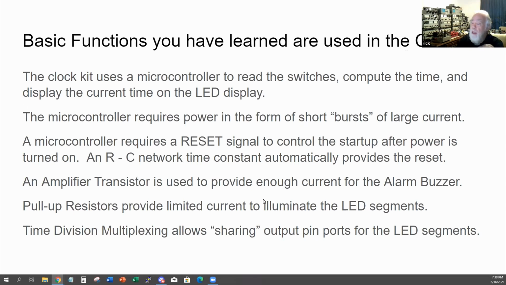So with the clock kit, you're going to be able to read the switches, compute the time, and display the current time. The microcomputer needs short bursts of large current to operate all those switches in it. So we need to filter the power, and we'll see how to do that. It requires a reset signal at startup. An amplifier transistor runs the alarm buzzer with a larger current from the transistor. And we use pull-up resistors for the LED segments. And as I said before, time division multiplexing allows you to display multiple digits by sharing the segment wires.